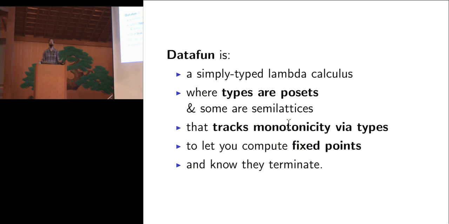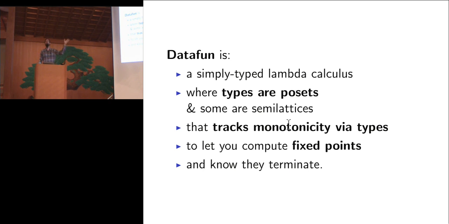So I've told you what Datafun is aimed at doing. Now, what does it actually look like? We start with a simply typed lambda calculus. Then we want to talk about ordering, about monotonicity. So we interpret our types as partially ordered sets, some of which will be semilattices. Now, we need to know when functions are monotone, so we know which functions we're allowed to take fixed points of. So we track monotonicity, and we do that via types. And to my knowledge, this is probably the most novel thing about Datafun. I haven't seen any other languages that explicitly track monotonicity using types. If you have, talk to me afterwards.